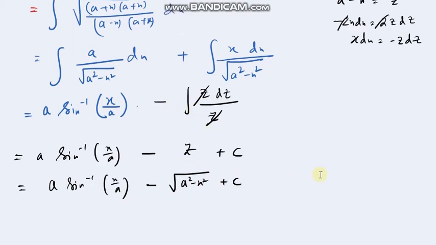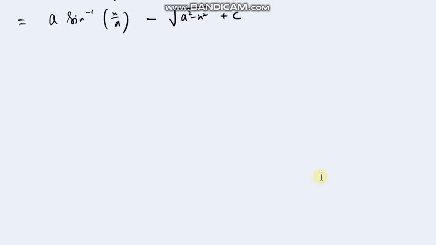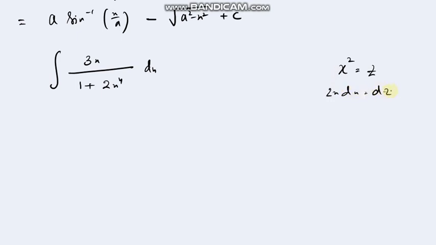Further, if I proceed for the next 1 or 2 more sums, just check. Suppose the sum is this one. Next sum, suppose I choose this one: integration of 3x divided by 1 plus 2x to the power 4 dx. For this type of sum, whenever you substitute something, please check whether the differential of that thing exists or not. First, if I take x square as z, then if I differentiate, 2x dx will be my dz, right?